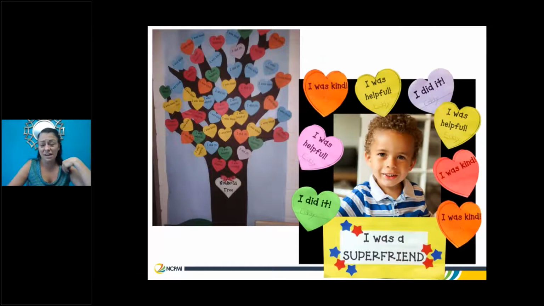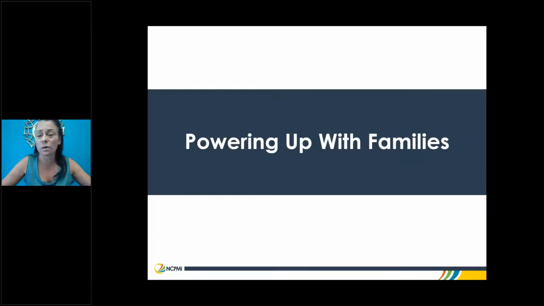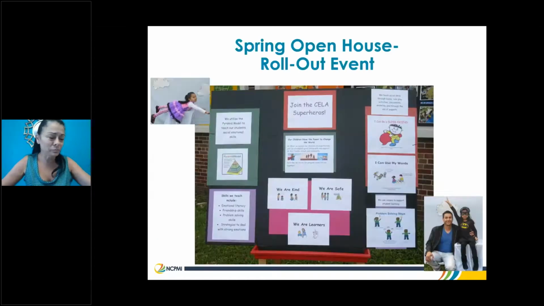So they had a kindness tree, and the teacher used the little cutout hearts to write things that the kids did that met an expectation or met a rule. She would put them up on the tree, and then at the end of the month, she put all their hearts on this little frame and took their picture and sent the picture home for families. What a great way to include families and let them know what's going on in the program.